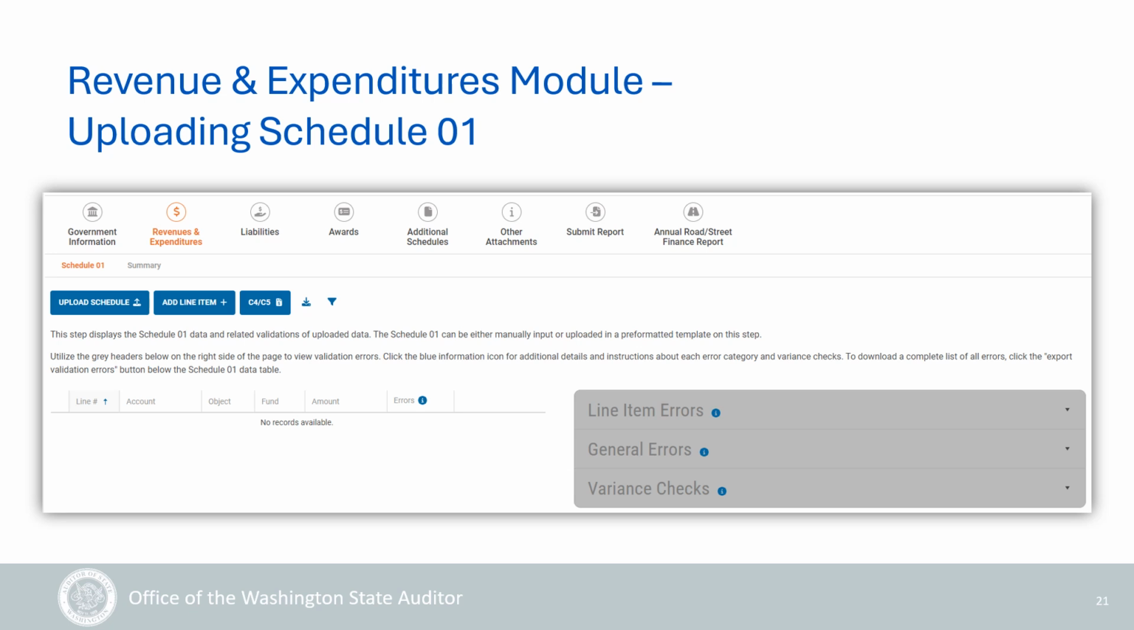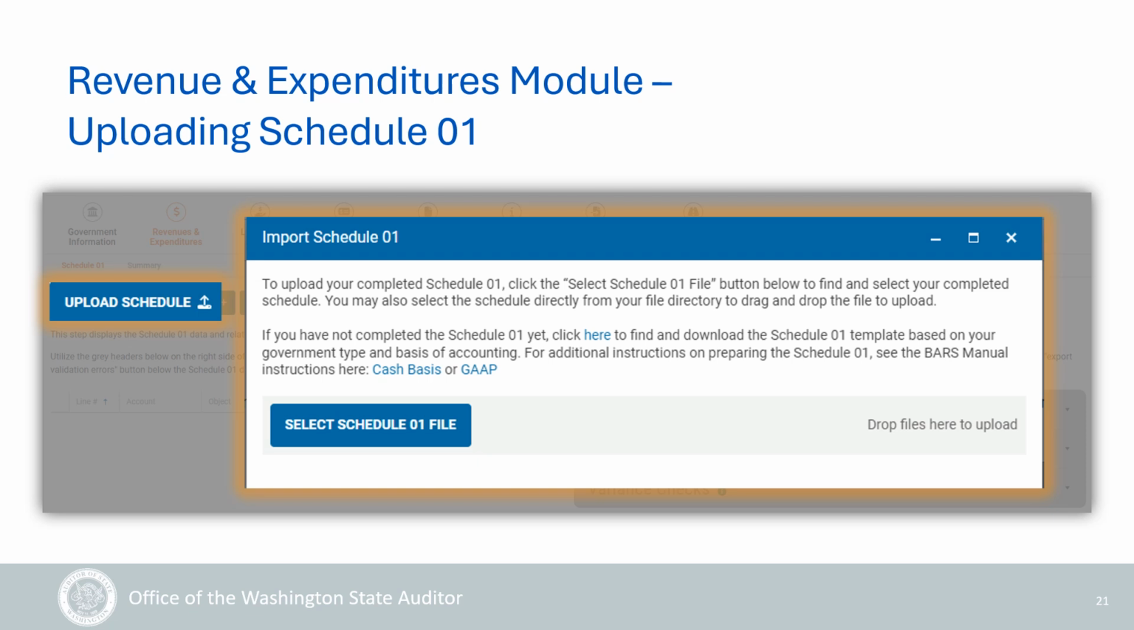And to do that, click Upload Schedule to open the pop-up window and select Schedule O1 file to find and upload the Schedule O1 saved to your computer. This is assuming you have already completed the Schedule O1. If that is not the case, we also provide links to the BARS reporting templates page where you can find the Schedule O1 template for your government type and basis of accounting. There are also links to the Schedule O1 instructions in the BARS manual.